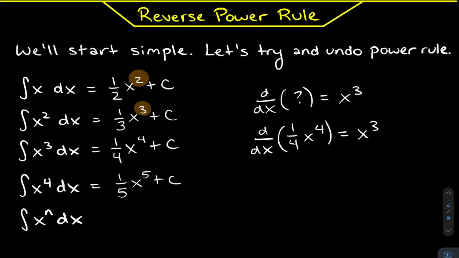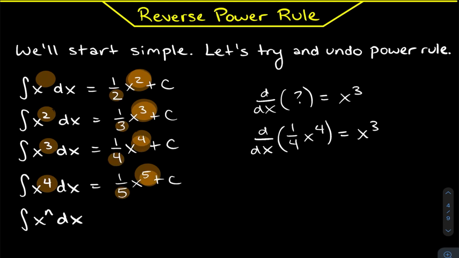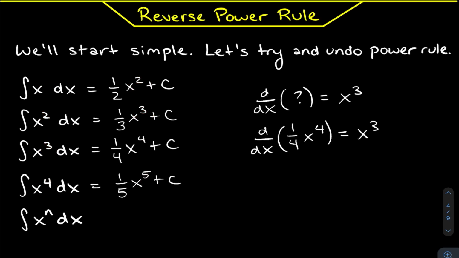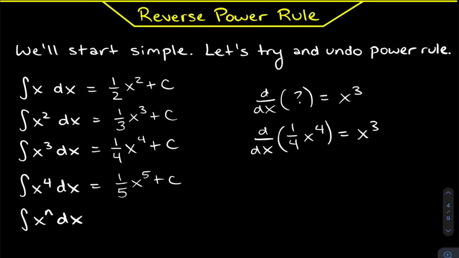Notice how all these powers are increasing by 1, right? You take this original power, 1, 2, 3, 4. You increase it by 1, so instead of 1 we get 2, instead of 2 we get 3, 3 goes to 4, 4 goes to 5. And that power that ends up here also comes out and becomes a denominator. And so you see that pattern unfold. So what would you say would happen if we integrated x to the n, right? Where n is just any power, right? It could be 2, it could be 3, it could be 10, it could be -2. What happens to that? Well, let's see.